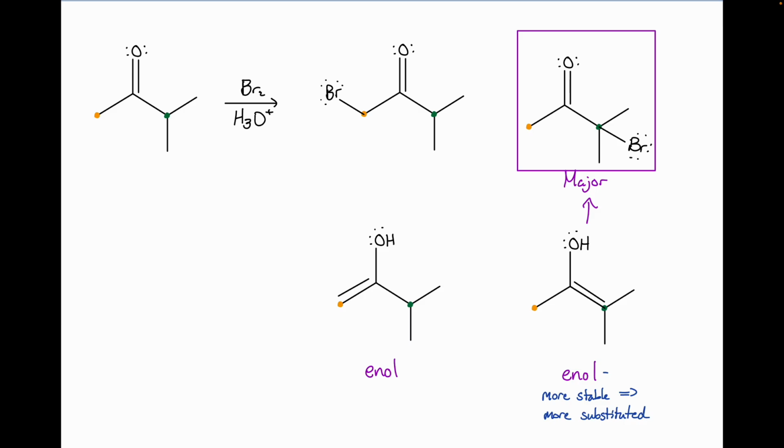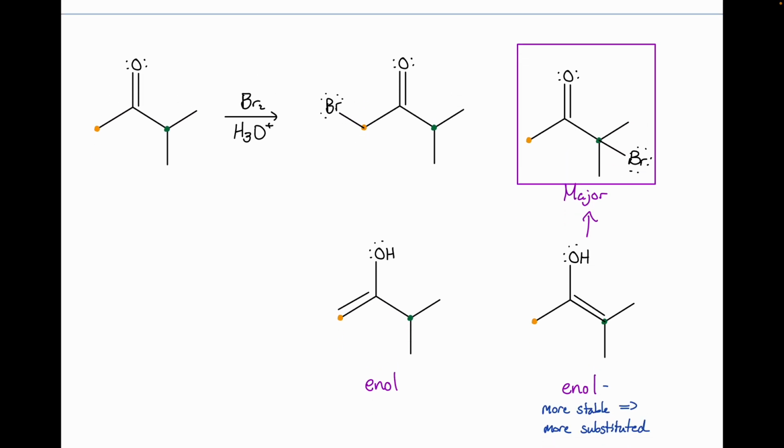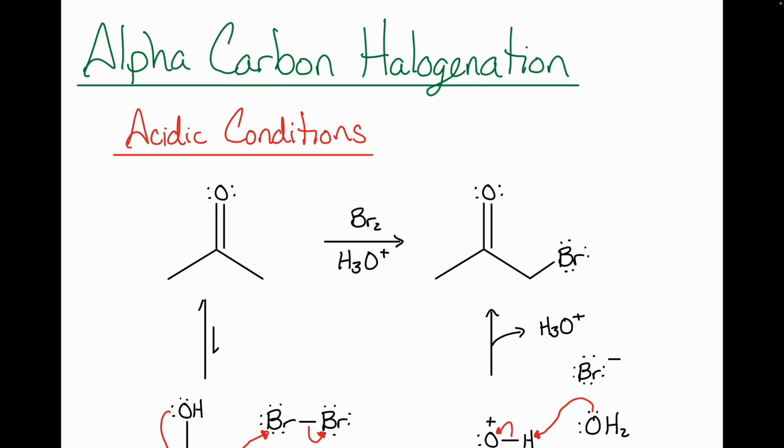All right, so if we have an asymmetric ketone, we're going to have to think about which one of our enol intermediates is more stable, which one is more substituted. That will lead to our major product for that reaction. All right, so we broke this up into alpha carbon halogenation under acidic conditions. We talked about when we have this asymmetric ketone. What about under basic conditions?